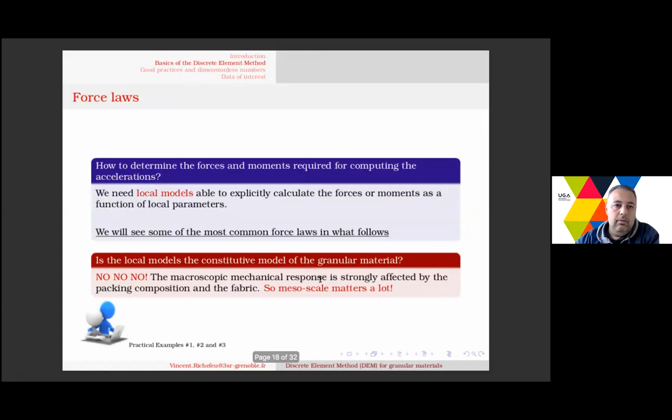Now let's go into more detail on the definition of the force law. So, as I said, we need to compute the accelerations of each particle to define the resultant force and moment. So we need local models to compute these forces. It was the case in my examples. I used a spring model, an elastic spring, and also the gravity force law.